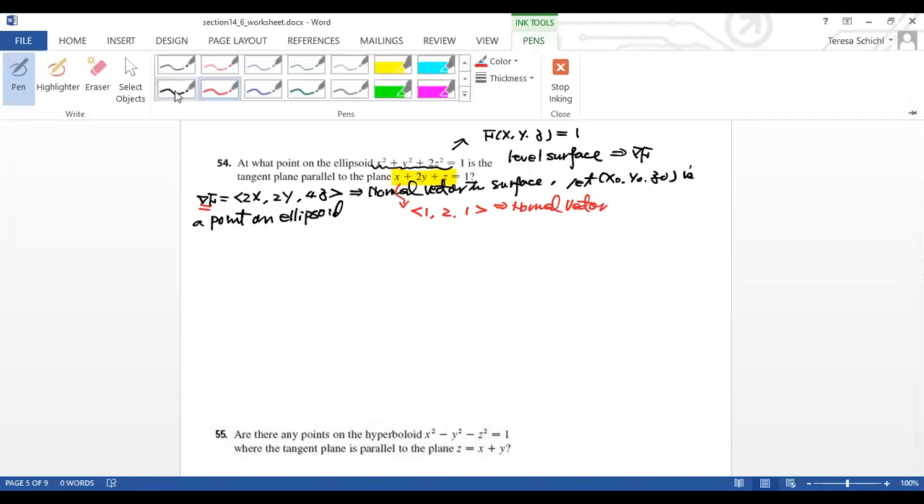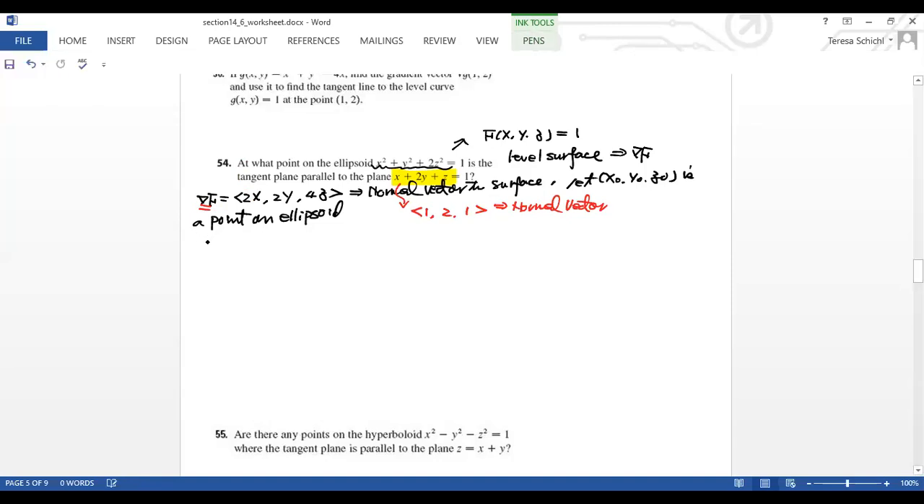So now I find this point. I know that (2x0, 2y0, 4z0) has to be some constant k times this vector, because it has to be parallel, all right? So now I know x0 has to be k over 2, then y0 has to be k over 2, then z0 has to be k over 4, right?